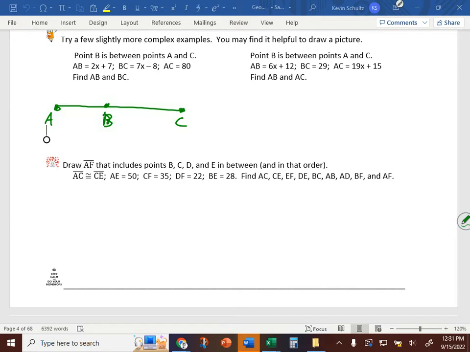So one thing to remember about geometry is that things don't always have to be drawn to scale. If we're just sketching something just to get information down on a page, don't worry about exactly where point B is. It's between A and C. That's all we need to know right now. We're told that AB, that distance, is 2x plus 7. We're told that BC, that distance, is 7x minus 8.